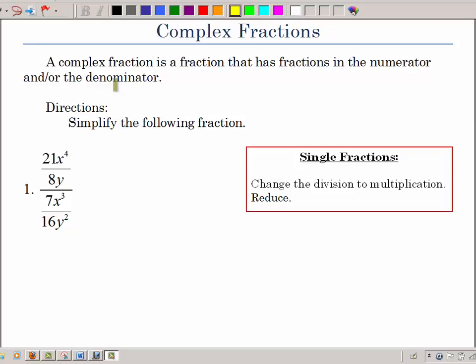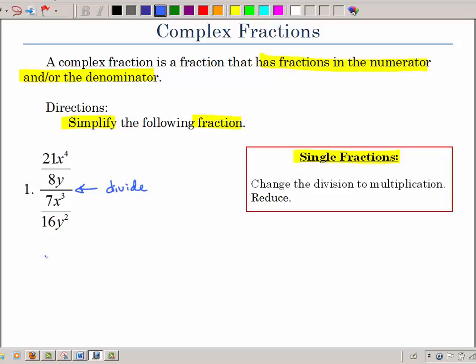This lesson is about complex fractions. Just when you think you've had enough of fractions, now we're going to put a fraction that has fractions in the numerator and/or the denominator. So fractions within fractions. Our directions are going to be to simplify the following fraction. We're going to first start out with single fractions. We're just going to change the division to multiplication and reduce, because this sign right here means to divide.